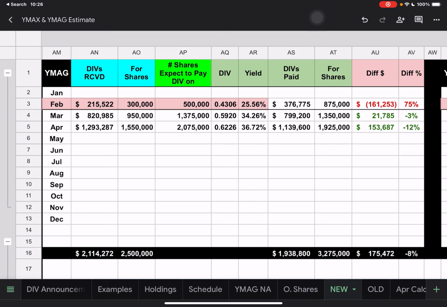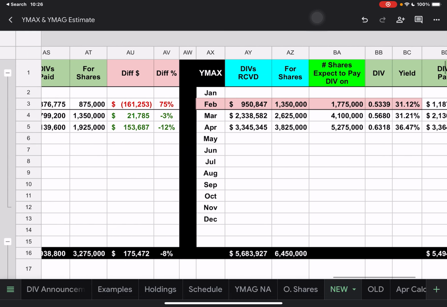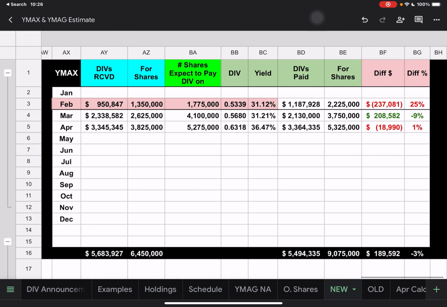So now they have an even larger amount here. At the bottom, if you look at the totals, again, if we don't include February, for YMAG they have an extra 175,000 from March and April that they didn't distribute. And for YMAX over here, if you look at March and April, they have about 189,000 that they did not distribute. So these are about the same.